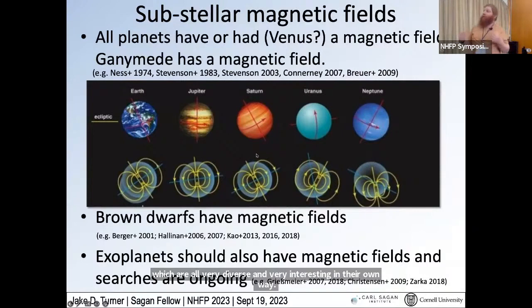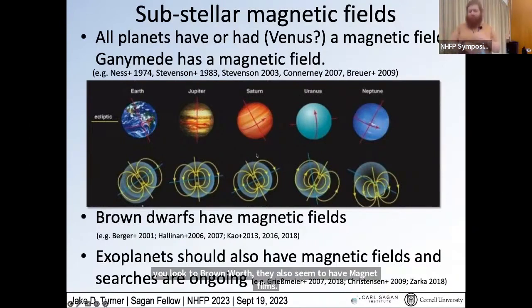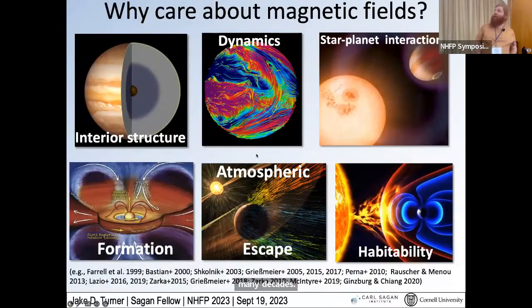If you look to brown dwarfs, they also seem to have magnetic fields. That was detected almost 20 years ago now, actually here at Harvard. Because of that, a lot of people have been thinking for a long time that exoplanets should have magnetic fields as well, and people have been searching for many decades. But you might be asking, why do we even care? We care about atmospheres and all these other things. Why do we care about magnetic fields?